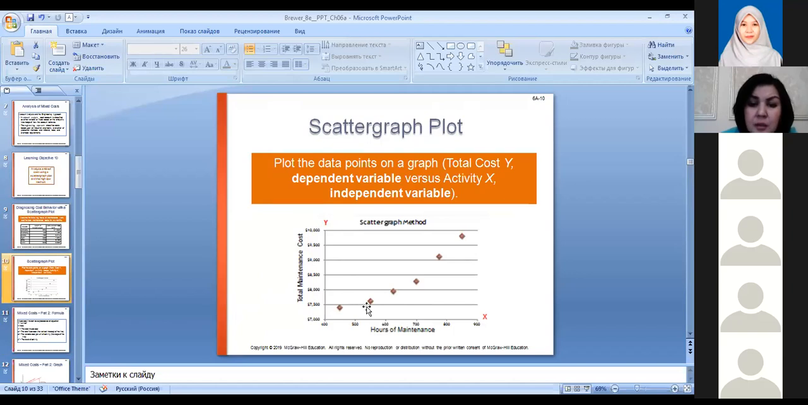So what does a linear relationship mean? It simply means that when the hours of maintenance increase, total maintenance costs also increase. Got the point? Linear relationship. When hours of maintenance increase, you see on this x, total maintenance costs also increase. So we assume a linear relationship between hours of maintenance and total maintenance cost.